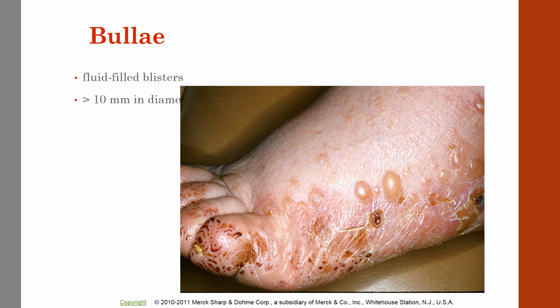You can write blister, but you can say bullae. Blister is colloquial, but this is bullae. You can say blister, but for a vesicle, saying blister really won't be correct. But for bullae, you can say blister, because with blister we imply it's bigger than 10.